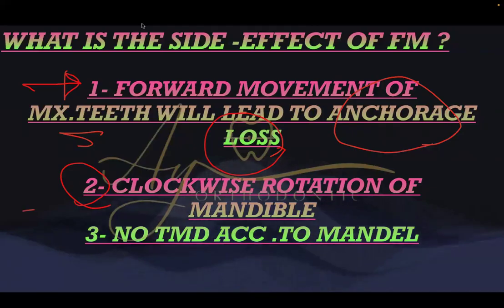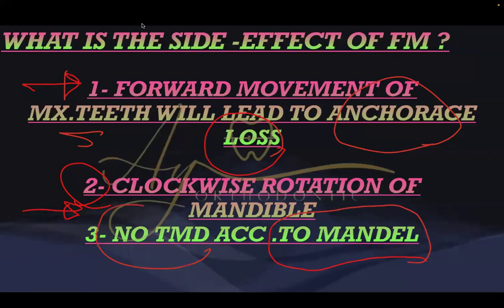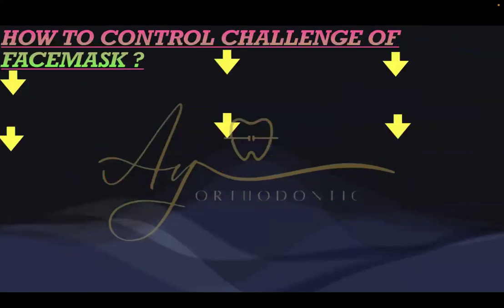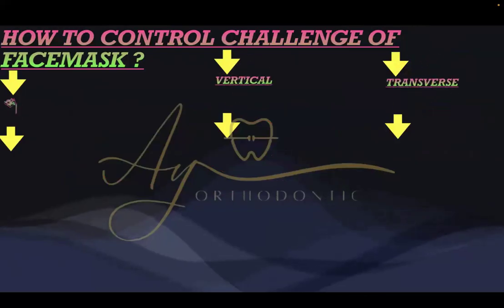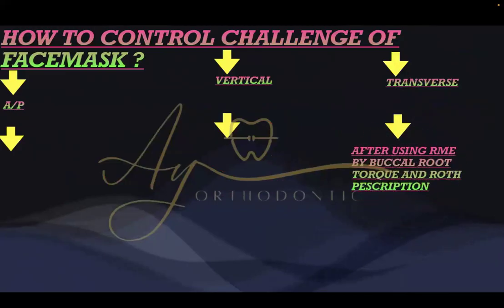So that's why you have to select the patient criteria well: deep bite, growing, CVM2, maxillary deficiency, and decreased lower anterior facial height, and also a mild or almost normal mandible due to the auto-rotation. That will happen, okay? And according to Mendel, she has stated that there will be no temporomandibular disorder. How to control the challenges I may face while using the face mask? Okay.